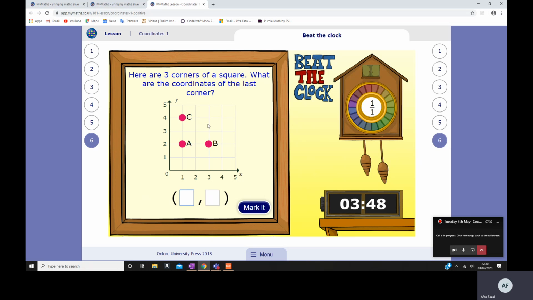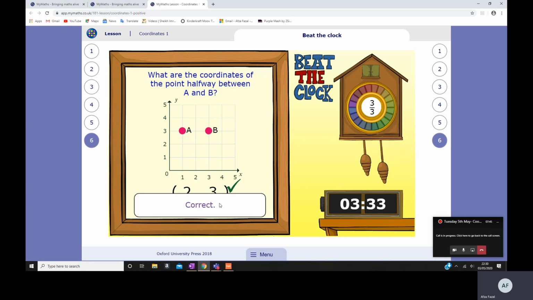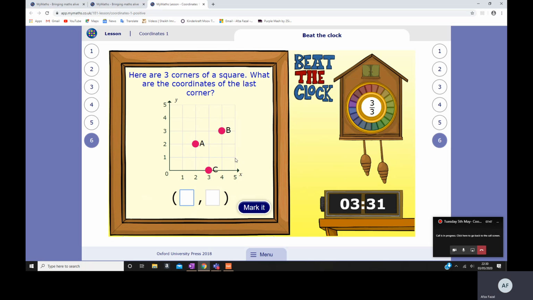Right, square. I know both sides are equal. It'll be back here. 3 across and 4 up. 3, 4. Along the corridor, up the stairs. Halfway here. Along the corridor, 2, up the stairs, 3, 2, 3, mark it. Then here is a square again. Oh, it's going to be about here. So 5 across, 1 up.